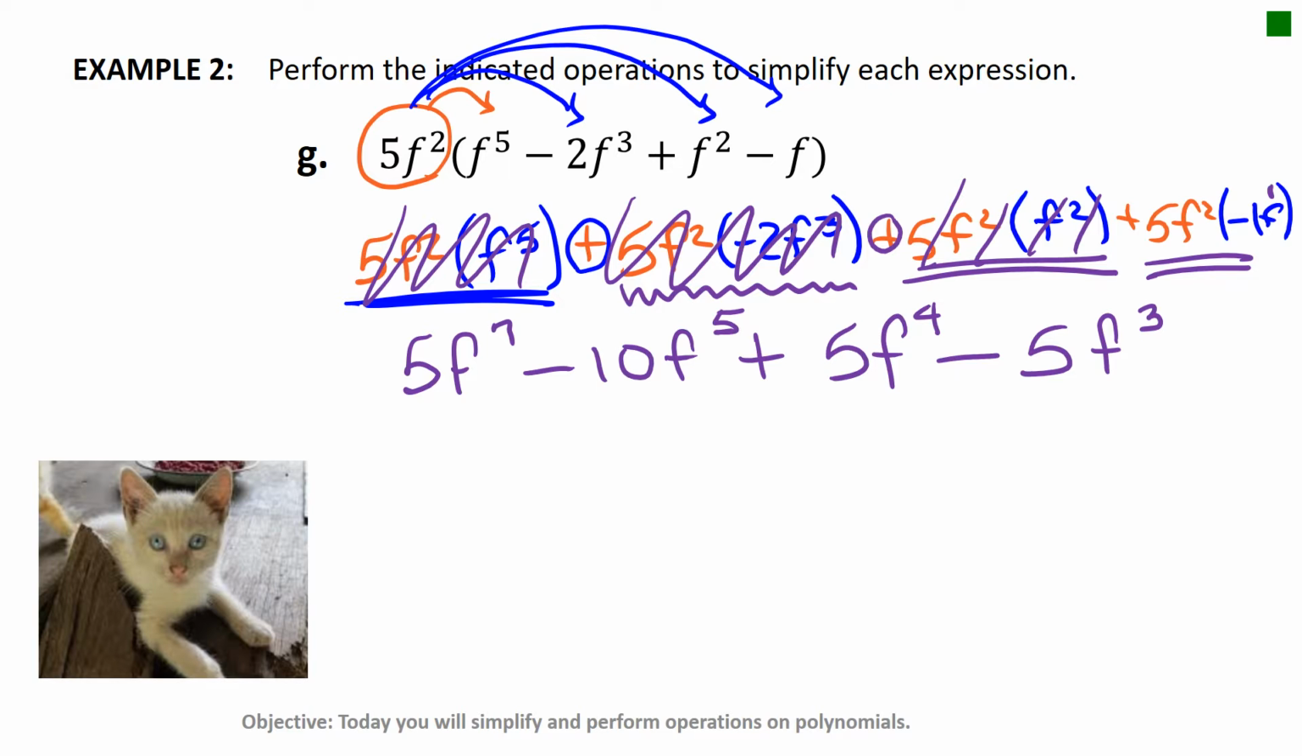This gets confusing. When do I add exponents? When do I not? So here's the rule. When you're multiplying, you add. When you're adding, you don't. Crazy!